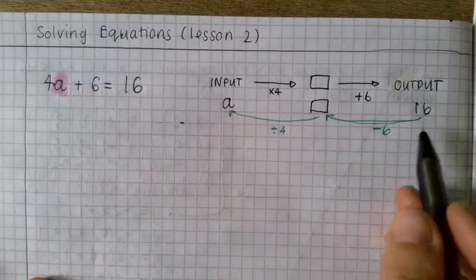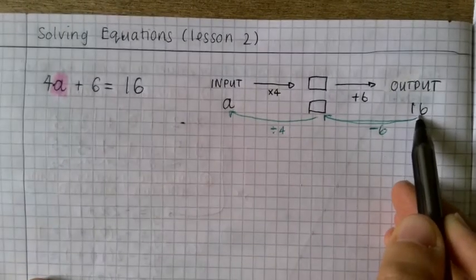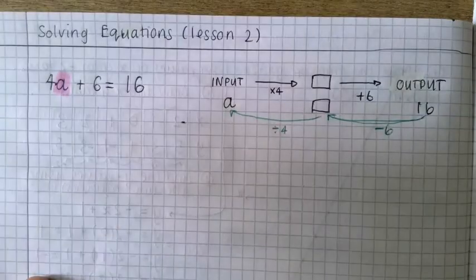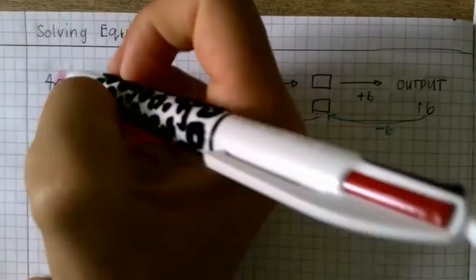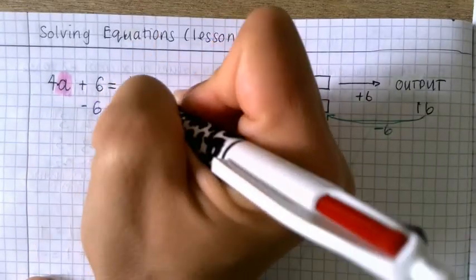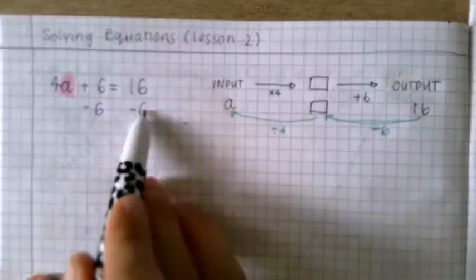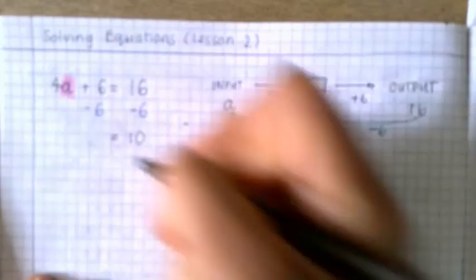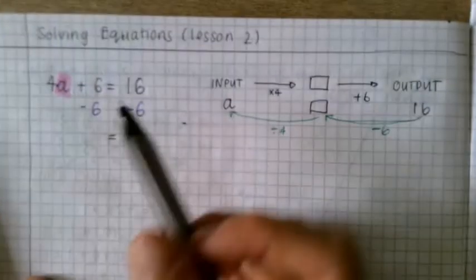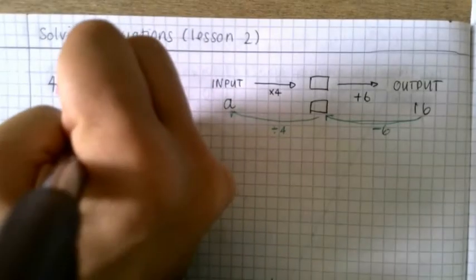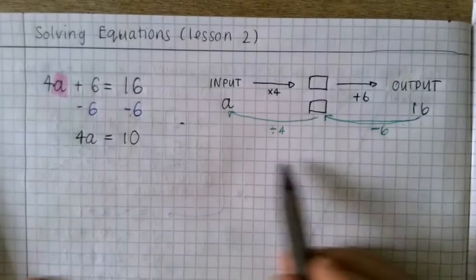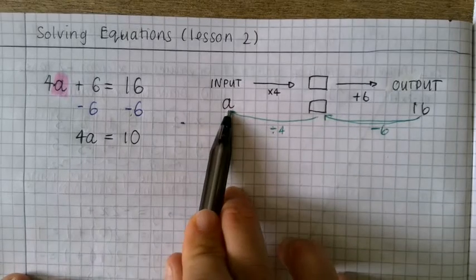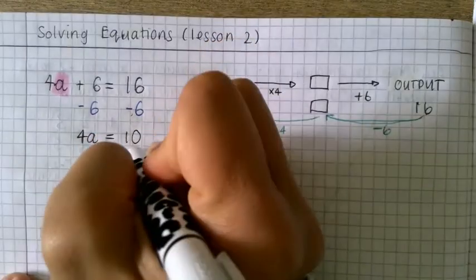The first thing we did when we had our output was subtract 6. The balance method tells us that you must do the same thing to both sides of an equation, so I'm going to subtract 6 from both sides. From my output, 16 take away 6 leaves me with 10. On this side of the equation, the plus 6 minus 6 cancels and I'm left with 4a. After we subtracted 6 from our output, we then had to divide by 4, so I'm going to show that algebraically, like this.